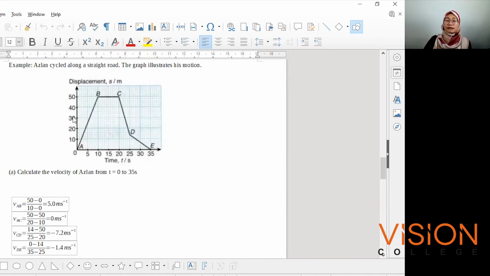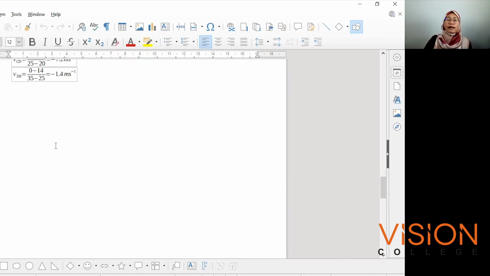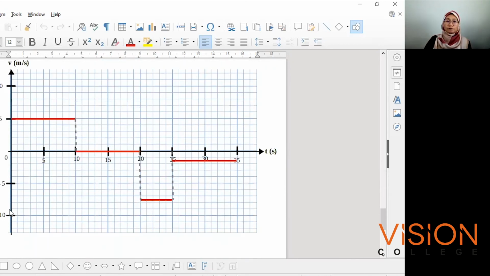So what is it based on? It will be based on what we have calculated here. We calculated that our velocity for the first 0 to 10 seconds is 5 meters per second. From 10 to 20 seconds, it is 0 meters per second. From 20 to 25 seconds, it is negative 7.2 meters per second, while from 25 to 35 seconds, our velocity is negative 1.4 meters per second. These values, the answers here, are the ones that you have to put in the graph.